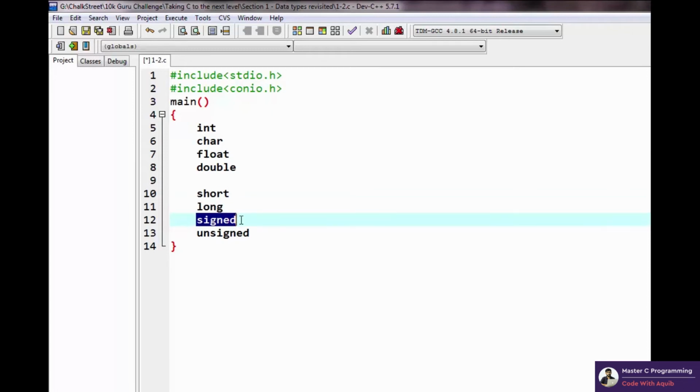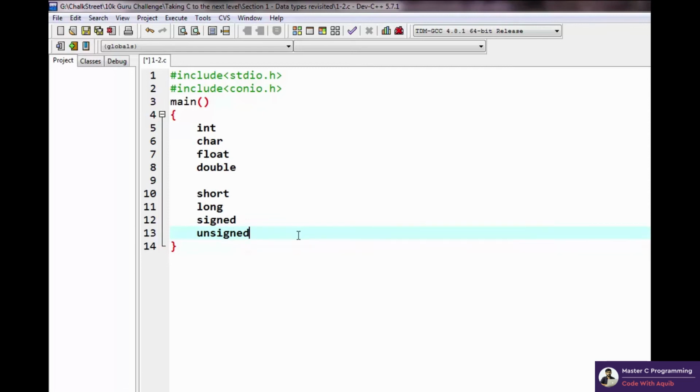Next we have signed. Now signed basically means that the number can be a negative or a positive number or zero, whatever, right? It can be any one of these. On the other hand, unsigned specifies that this is going to be a positive number always. So if we write unsigned int a, it basically tells the compiler that int a will never be a negative number, it will always be either 0 or a positive number, right? So that is what unsigned stands for.